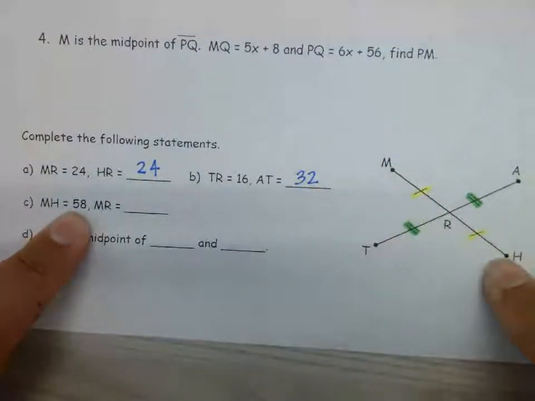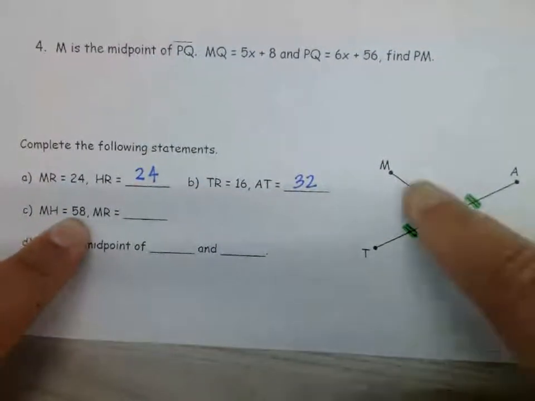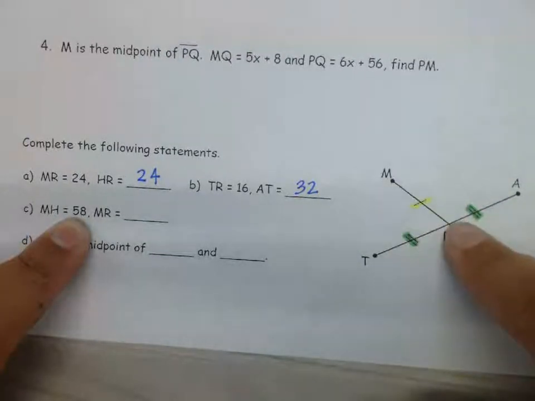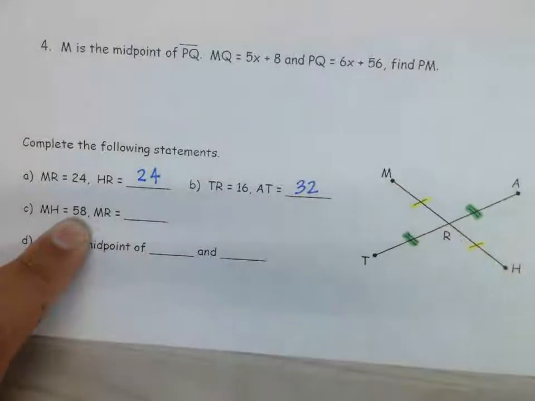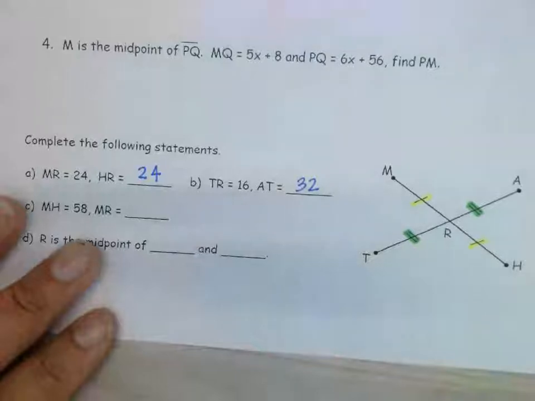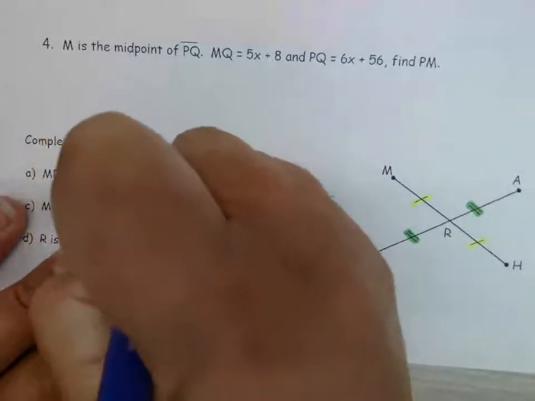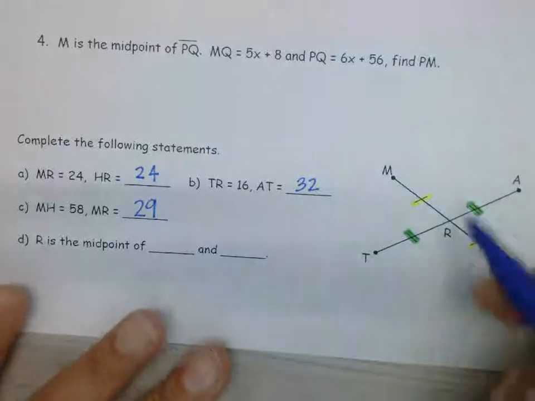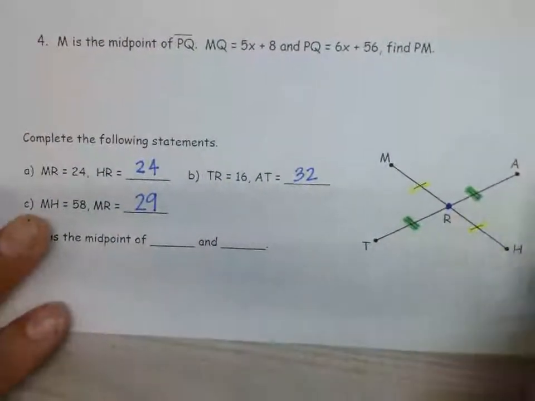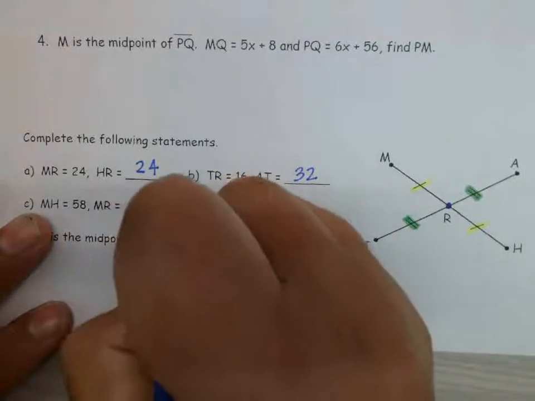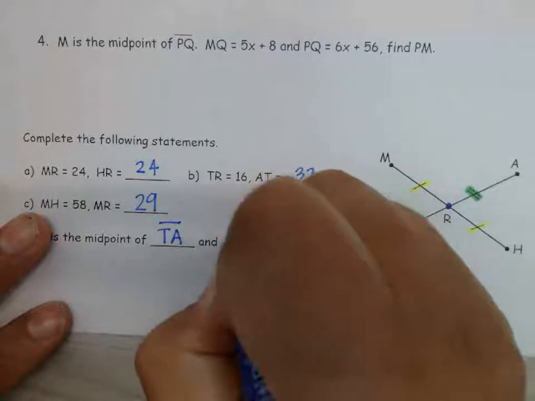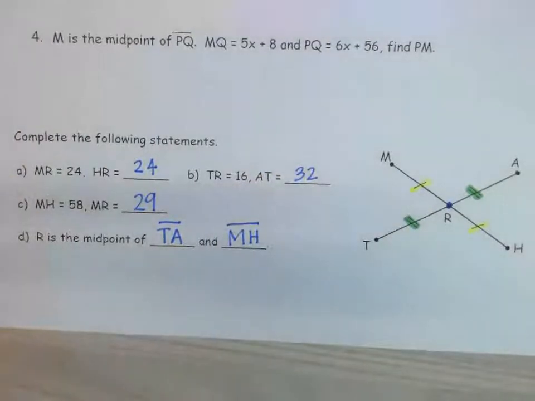If M to H, the whole thing, is 58, what's just a piece of it? Well, it cuts it in half. So 58 divided by 2, 29. All right. R is the midpoint for both line segment TA and line segment MH. So making sure you understand that is very important.